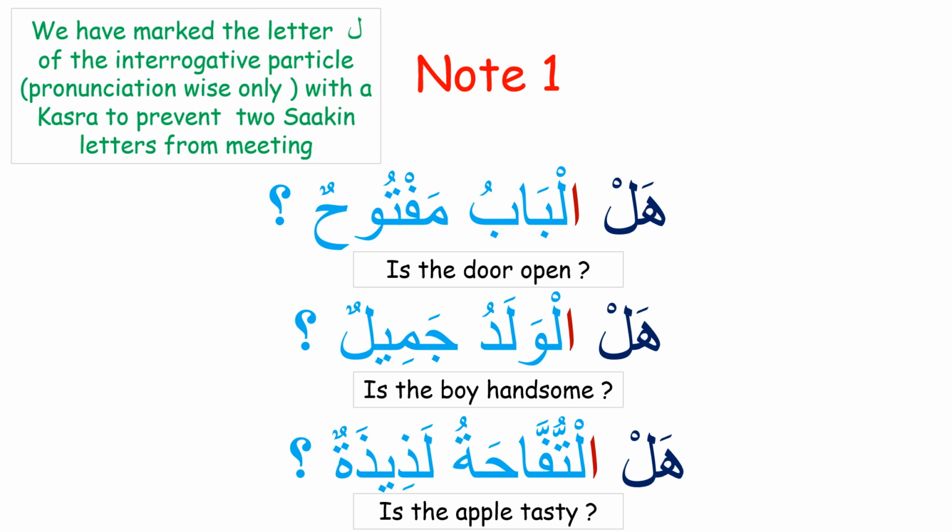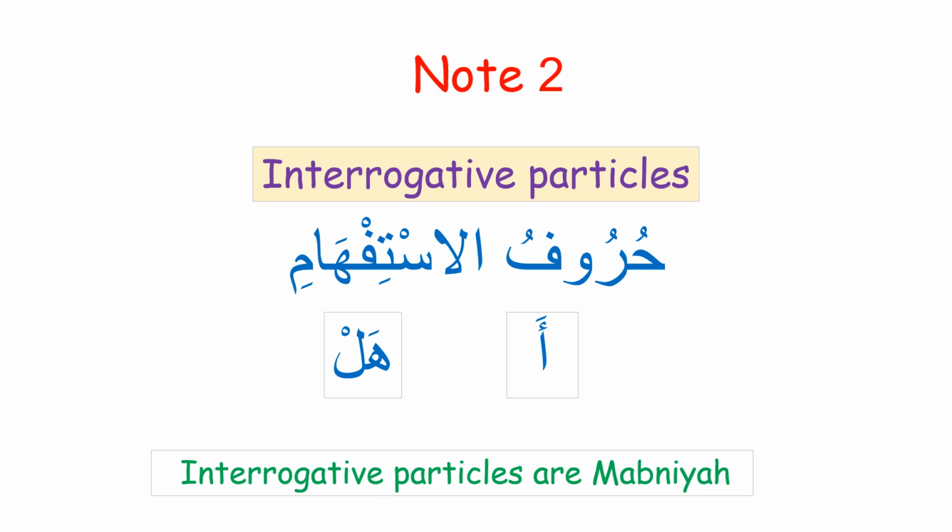هل الباب؟ هل. هل الولد جميل؟ هل التفاحة لذيذة؟ It might seem at first glance a little complicated for an easy way out, but trust me, it is less detailed than the rules of Hamzatul Istifham meeting Hamzatul Wasl. Right. Last but not least, our second note. حروف الاستفهام, which are nothing but Hamzatul Istifham and hal, are مبنية, which simply means that they will always remain as is, no matter what their grammatical function is within the sentence.